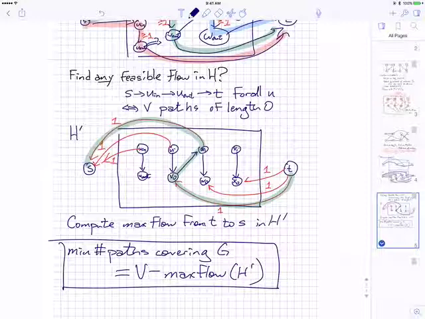Any other questions? Okay. Nothing in the homework is this complicated. Thank you.